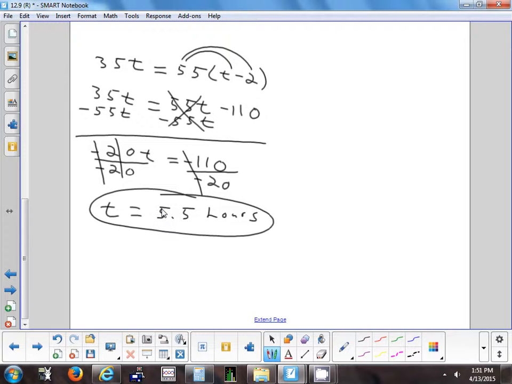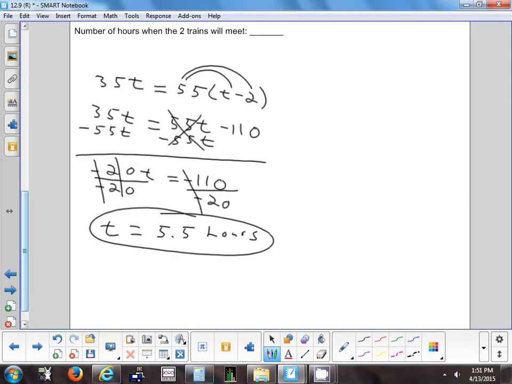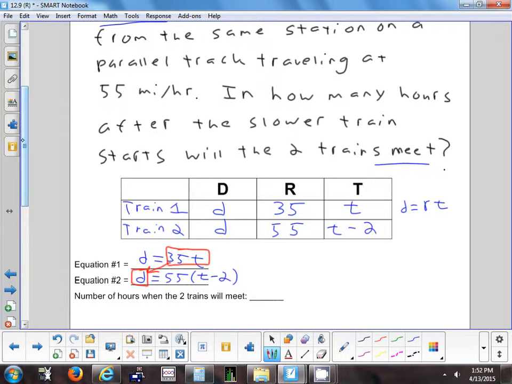So T is 5.5 hours. Okay. Now I'm going to go back up and see what they asked me. Did they ask me how long train one has been traveling? No, or how long train two has been traveling? That's two different questions, because one of them was 2 hours shorter than the other. Okay, so now we know train one. T was how much?